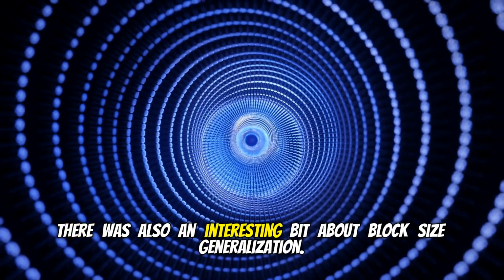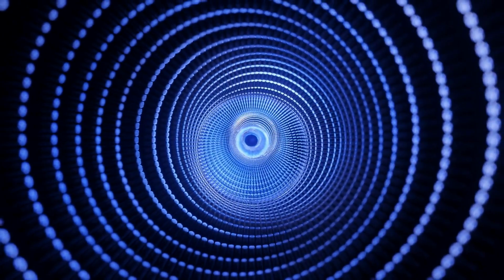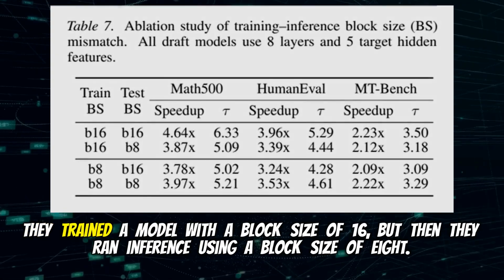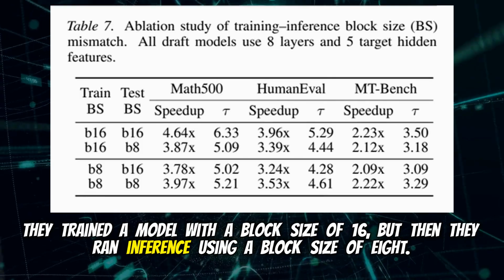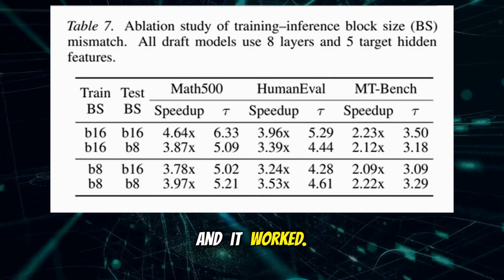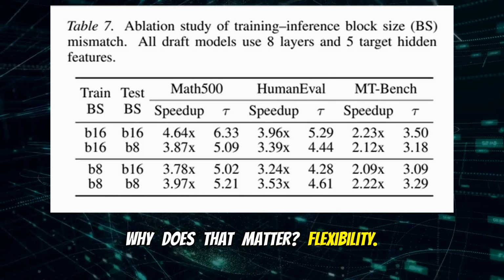There was also an interesting bit about block size generalization. Yes, this is very cool. They trained a model with a block size of 16, but then they ran inference using a block size of 8. And it worked? It worked fine. Why does that matter? Flexibility.